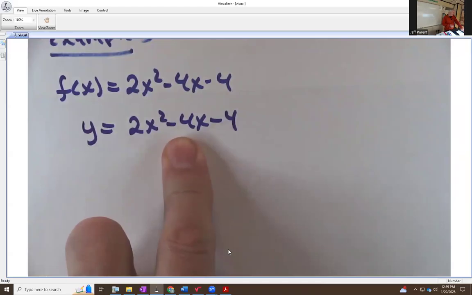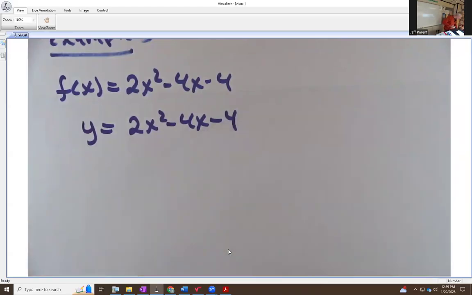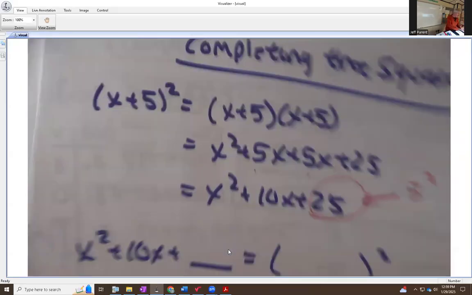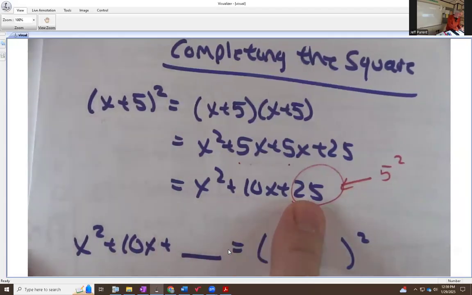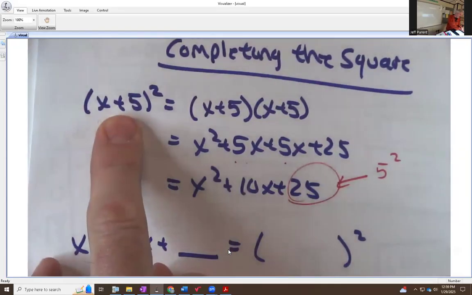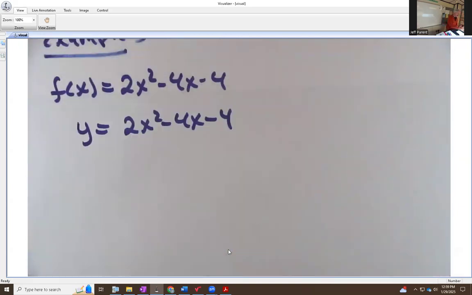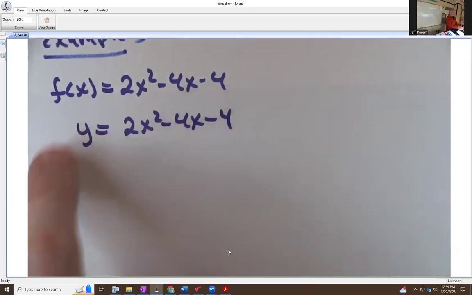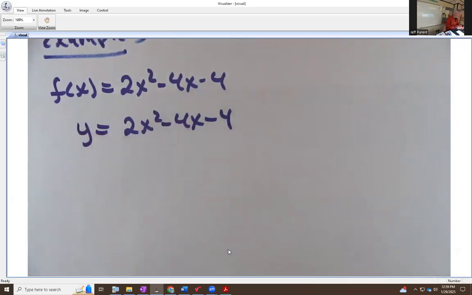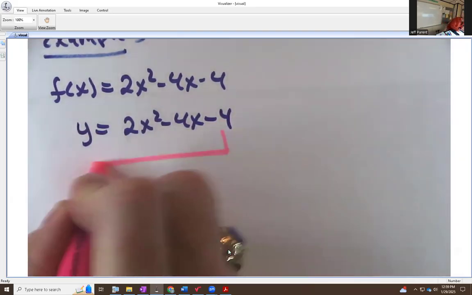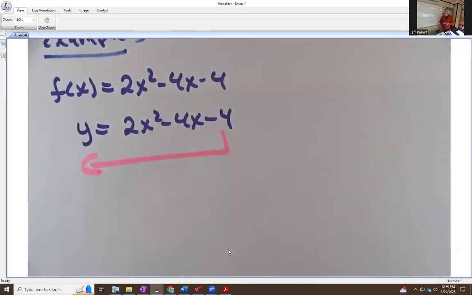This doesn't, to me, look like a nice perfect square trinomial. That is, it doesn't look like x squared plus 10x plus 25, which is a nice perfect square trinomial, because it's a square of this binomial. So I'm going to make this a perfect square trinomial. I'm going to start by moving the 4 to the other side, just to get out of my way for the moment. So I'm going to complete the square on the left-hand side.